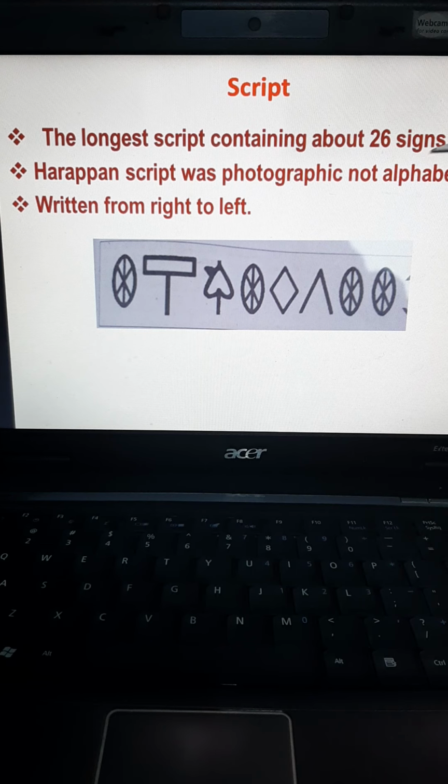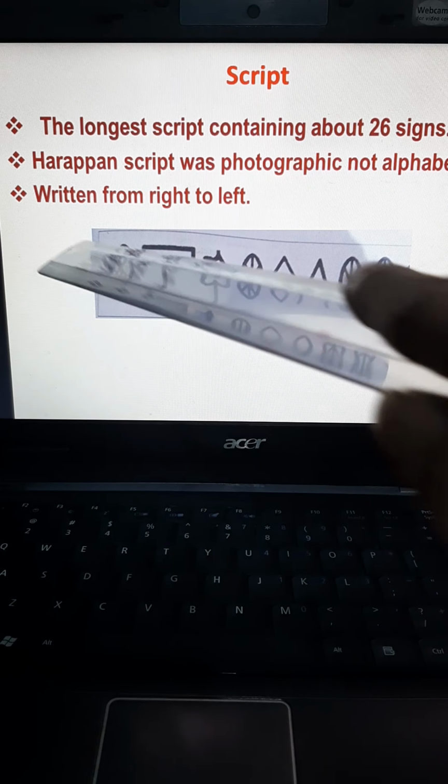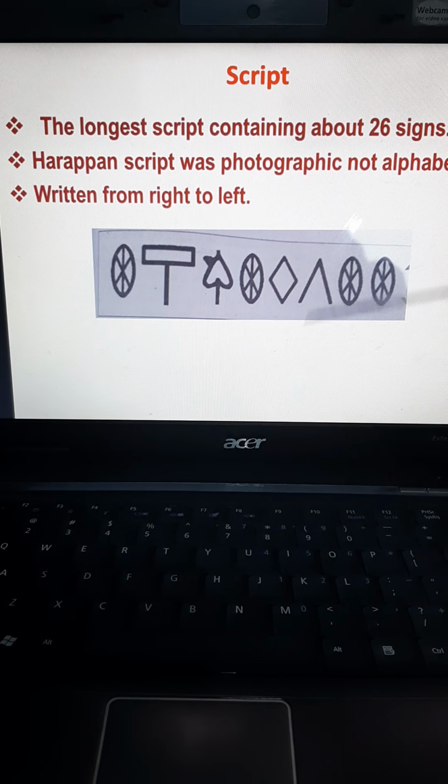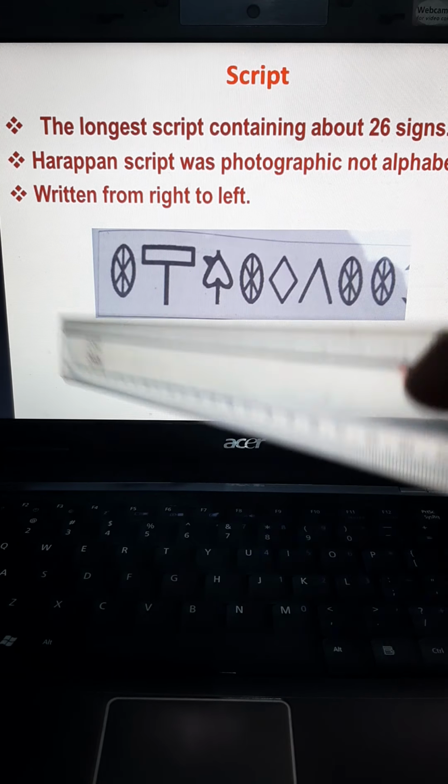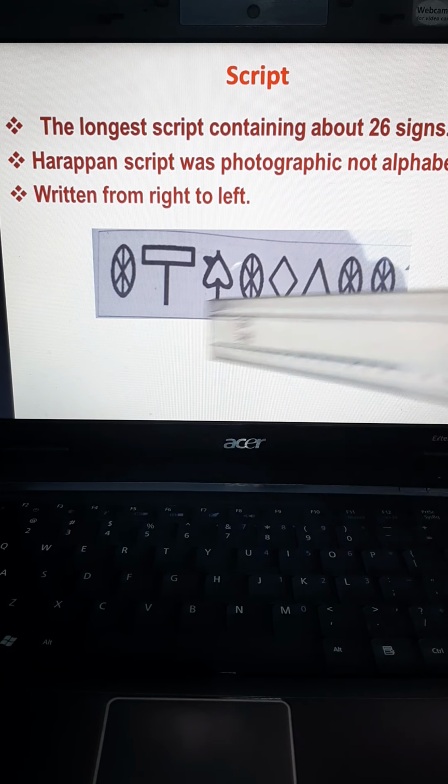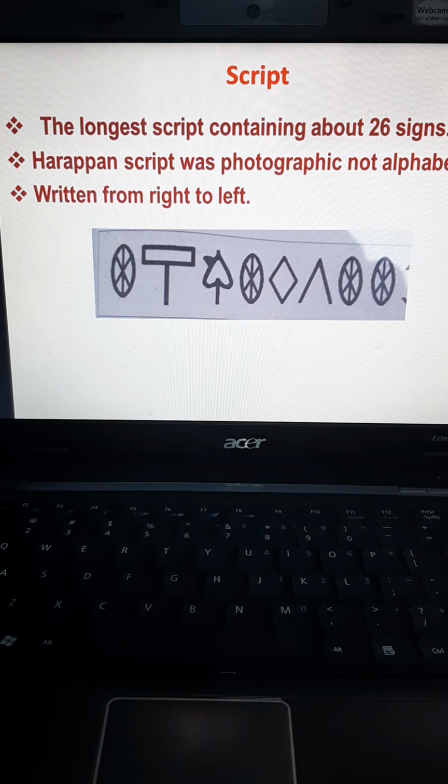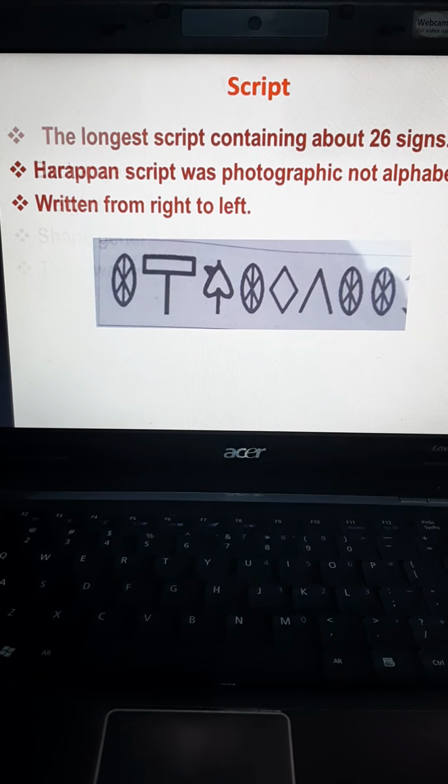It was the longest script, and the script was pictographic, not alphabetic. It used to be written from right to left. We normally write from left to right, but it used to be written right to left. So this is the script, and the longest script contained 26 signs. Somewhere some pictures were depicted on the seal, or some animal motif was there.